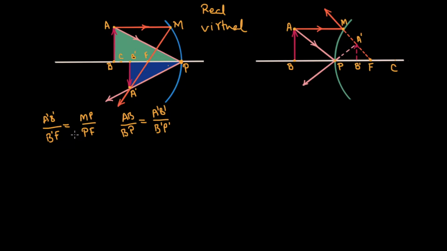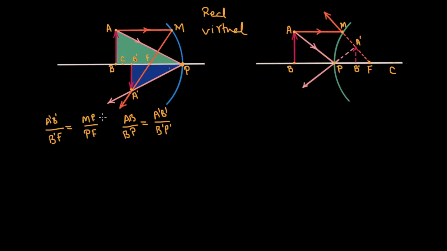Now if you look at these two equations, first we'll replace MP with AB. Remember, we are saying that MP is almost a straight line perpendicular to the principal axis, so MP equals AB. So A prime B prime by B prime F equals AB over PF. Let's do a bit of algebra and take AB down to the denominator: A prime B prime divided by AB equals B prime F divided by PF.